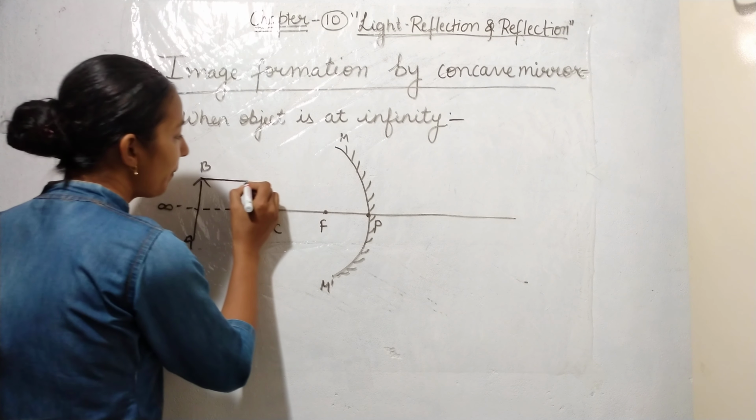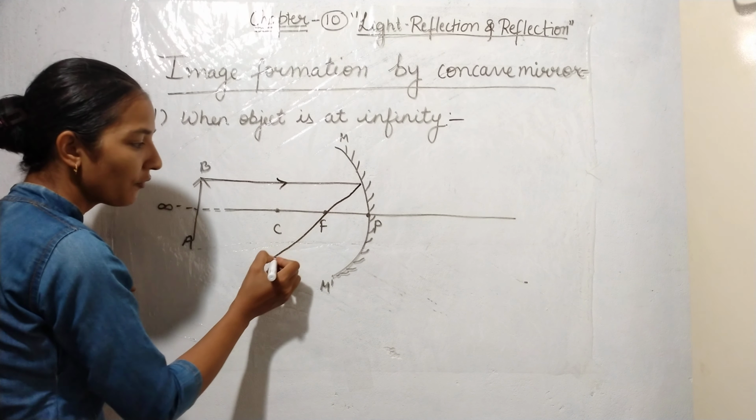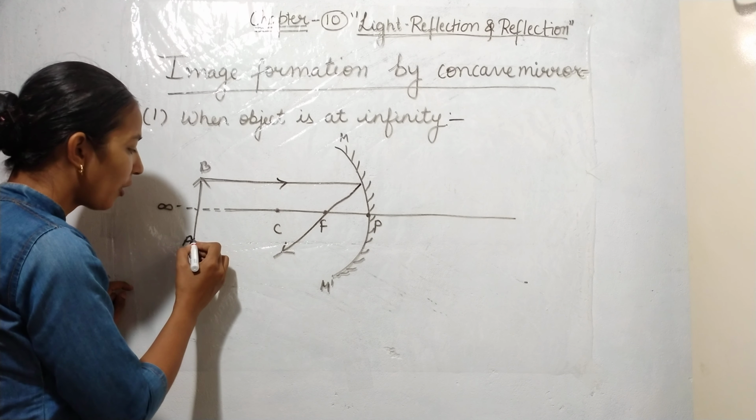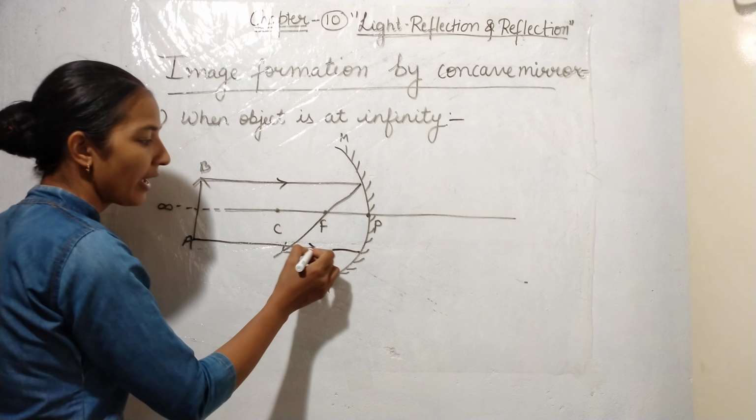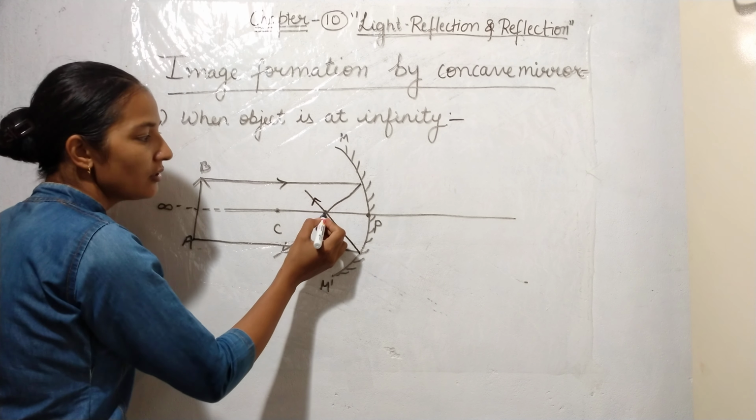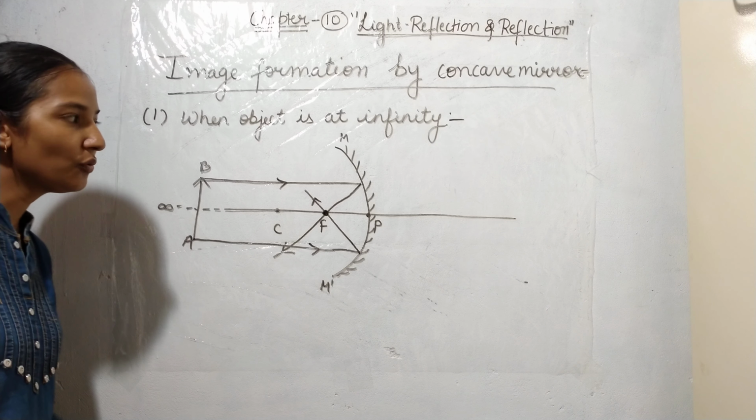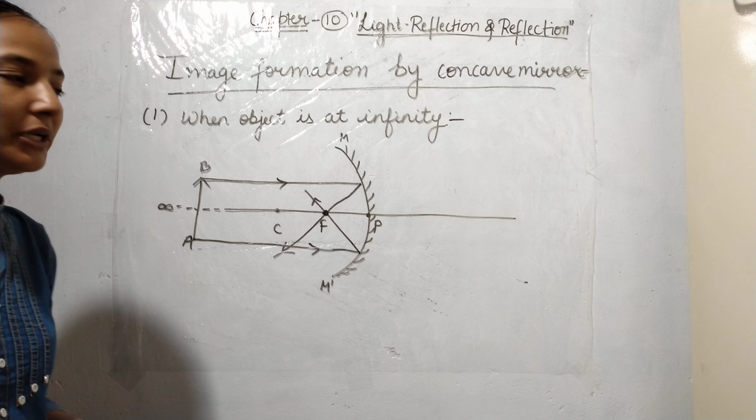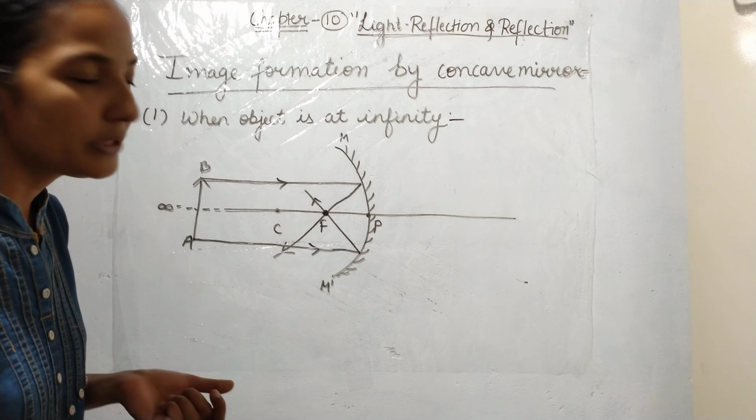The parallel rays coming towards the mirror will pass through the focus after reflection from the mirror. This is according to our rule for the formation of image by mirror. One more ray we will take, and when it strikes the reflecting surface, it will pass through the focus. So both the reflected rays pass through the focus, and that's why the image will be formed at the focus. You have to see where the rays are going to meet. The place where the reflected rays meet, at that place only the image formation takes place.